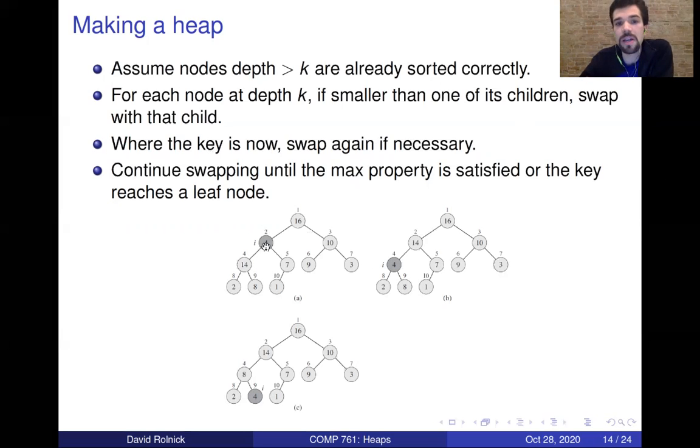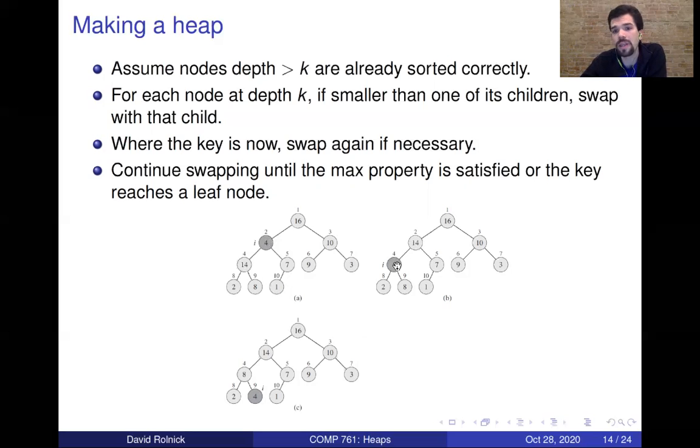So for example, here we're trying to make this node satisfy the heap property. And we're assuming the nodes at depth greater than k are already sorted correctly. So everything below it has already been sorted correctly. But here, 4 might be less than one of its children. So here we're going to swap it with the bigger one of its children. So 14 now goes up here. 14 is up here. 4 is now over here.